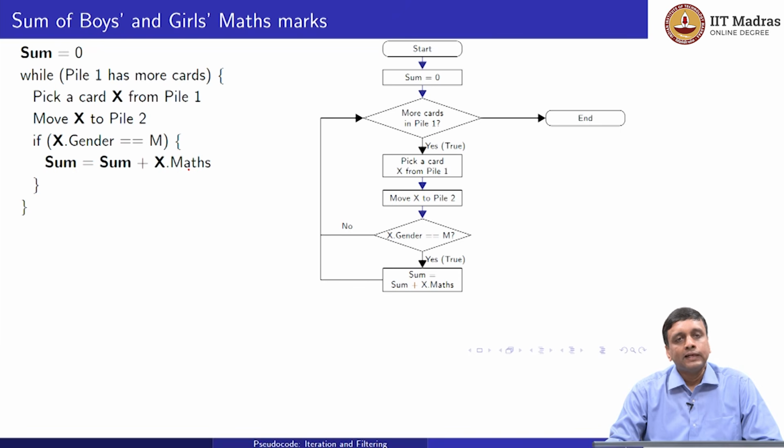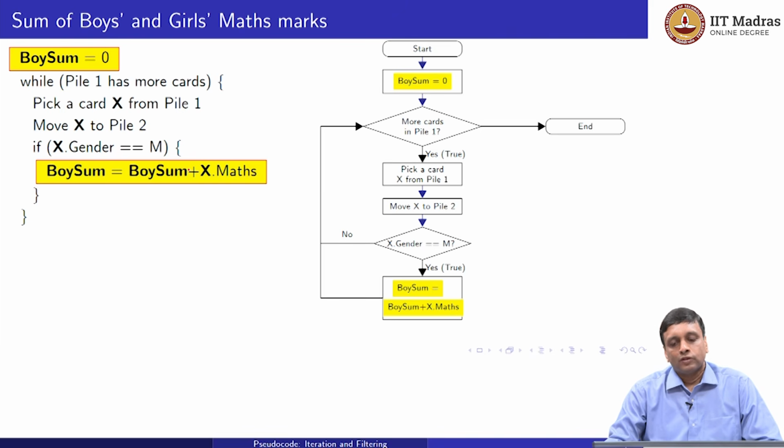So to begin with, let us keep track of the boys' sum using a better name. So instead of just sum, we will call it boy sum. So boy sum is now the same as the previous algorithm, except that we have replaced the word sum by boy sum. So everywhere where we used sum before, we are using boy sum. So we are keeping track of the sum of the boys' marks in exactly the same way.